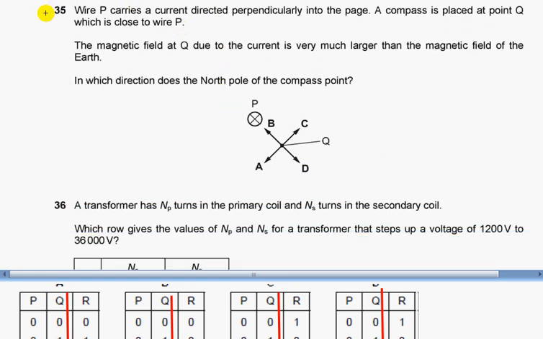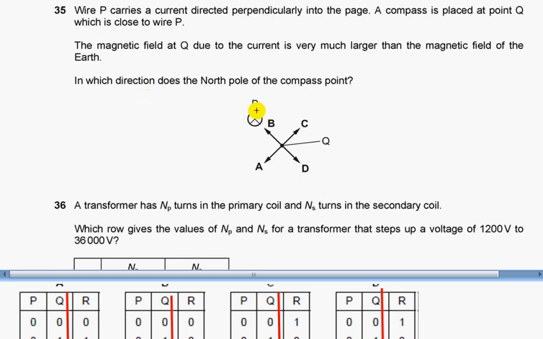Question 35. Wire P carries a current directed perpendicular into the page. A compass is plotted at Q, which is close to the wire. The magnetic field at Q, due to the current, is very much larger than the magnetic field of the Earth, so we can ignore Earth. In which direction does the north pole of the compass point?